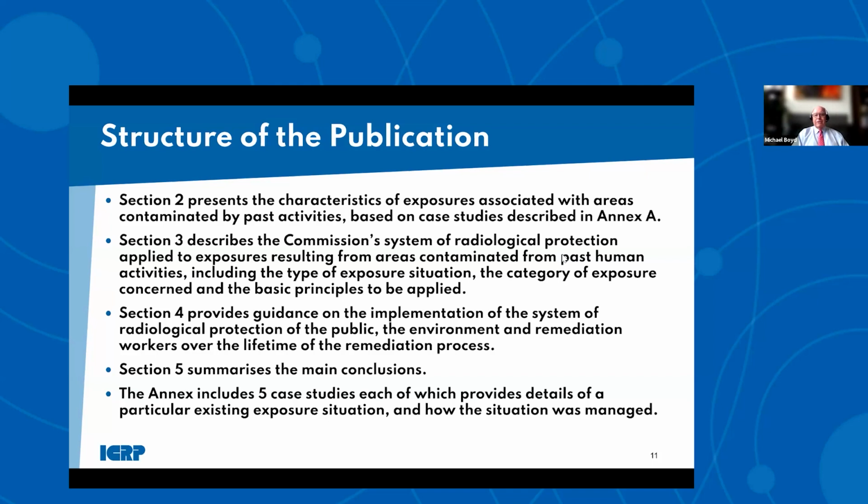Section 3 describes the Commission's system of radiological protection applied to exposures resulting from areas contaminated from past human activities. And this includes the type of exposure situations, the categories of exposure concerned, and the basic principles to be applied. For existing exposure situations, as you know, we apply the principles of justification and optimization. Section 4 provides guidance on the implementation of the system of radiological protection. As I've said, this is our next presentation, and it covers the environment and remediation workers over the lifetime of the remediation process. Section 5 is a summary, and the case studies are presented in the annex.